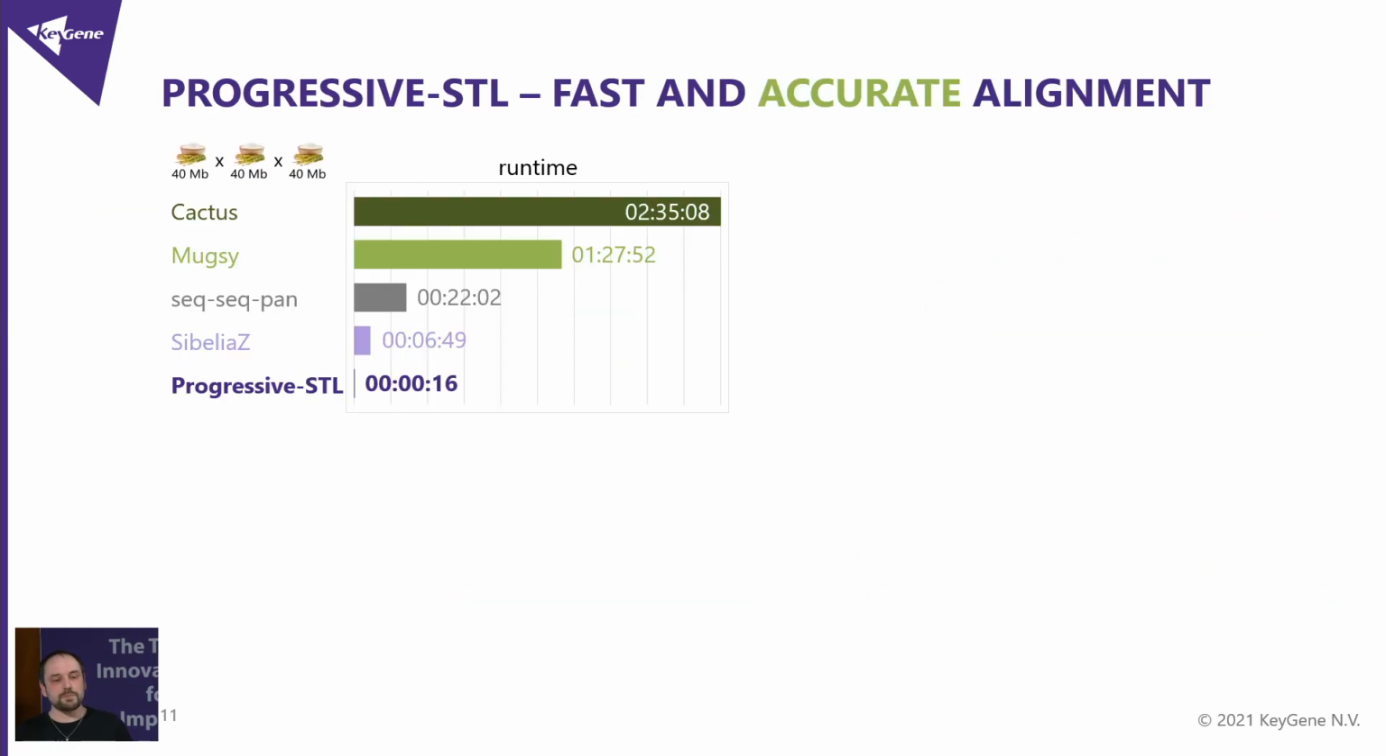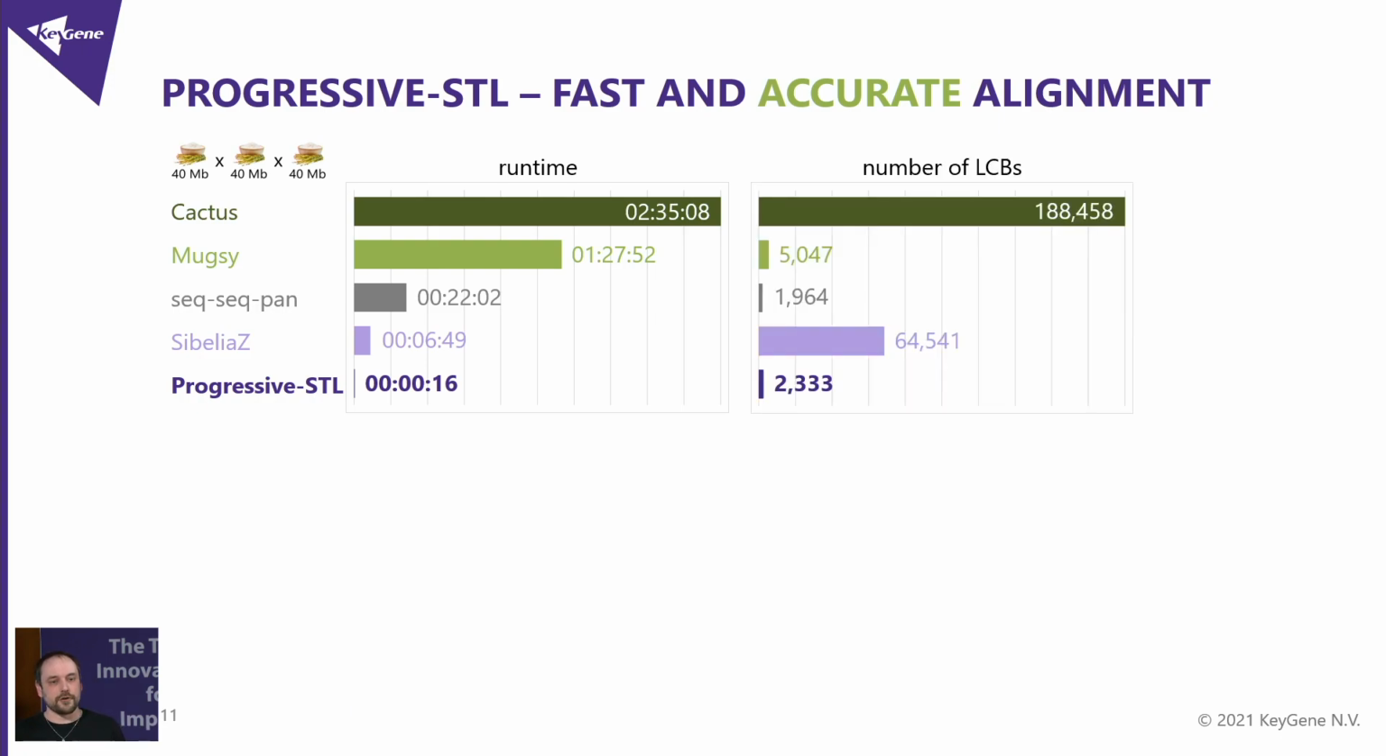Now, it's not only speed that matters, of course, because it's nice if you're fast, but it also has to be accurate. So we compared our Progressive STL technology to some other aligners. And mind you, we had to take a very small data set for this, because all the other tools, as you can see here, don't scale very well. Taking a single rice chromosome from 3 accessions, we could align that in 15 or 16 seconds, whereas other tools would take minutes or even hours to compare these 3 relatively short sequences. And out of this alignment, we get what we call LCBs, these locally collinear blocks, where 2 or 3 of the genomes align to each other. And the number of LCBs says something about the structure of this genome.